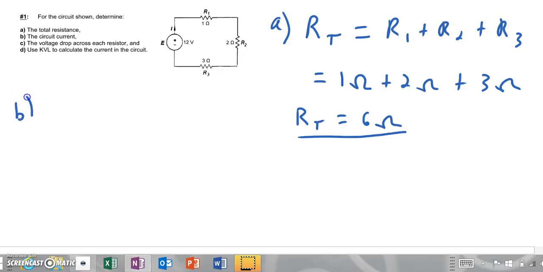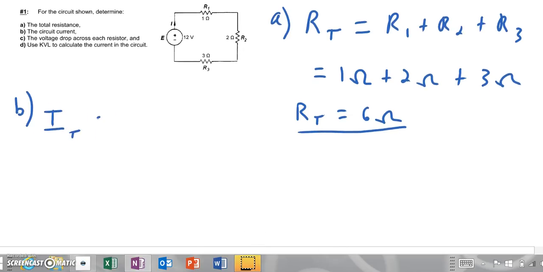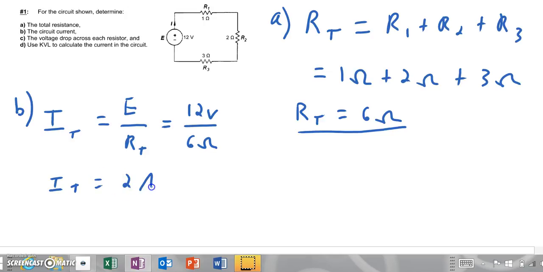Part B asks us to calculate the circuit current. We will apply Ohm's law to the circuit, whereby Ohm's law says the current in the circuit, IT, will be equal to the total voltage applied to the circuit, which is E, divided by the total resistance of the circuit. That gives us 12 volts divided by 6 ohms, or a total current in the circuit of 2 amps.